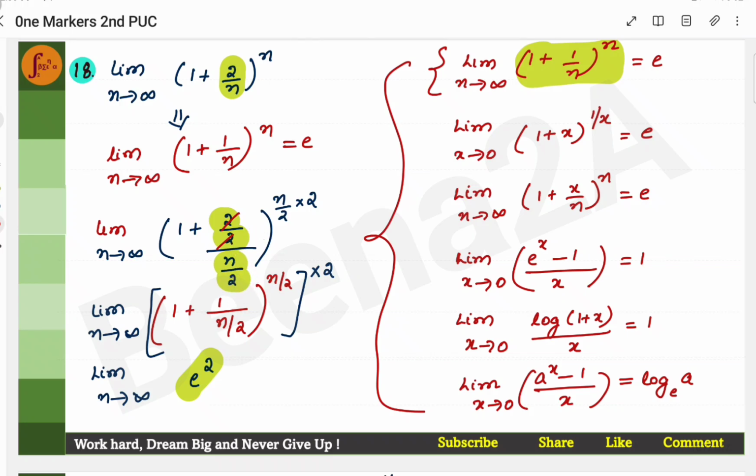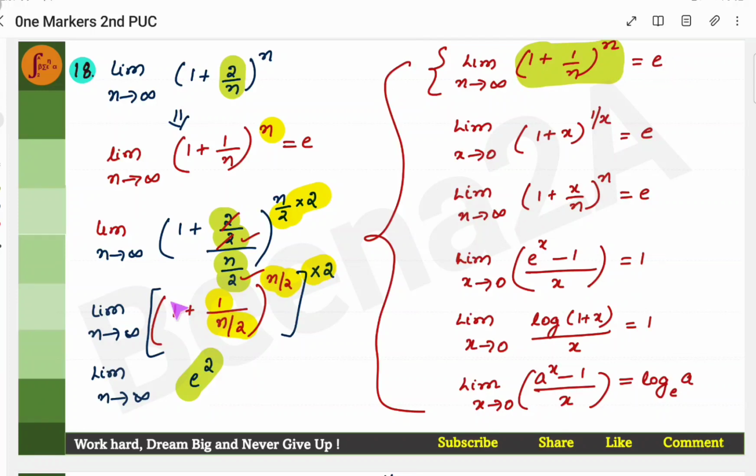So ultimately what will happen? Actually 2 and 2 will get cancelled. Actually this 2 and this 2 will get cancelled, but I'm not going to cancel because I need this to apply this formula. So what I'll do, 2 by 2 and 2 by 2 will get cancelled, so I'll be left with 1 and then this n by 2 will be there. Now what I will do, here in this formula, here I have n, here also there is n. So here if I have n by 2, here also I should have n by 2, but I have only n here. What I will do, again multiply and divide by 2. Right? Now I have n by 2, now I can apply this.